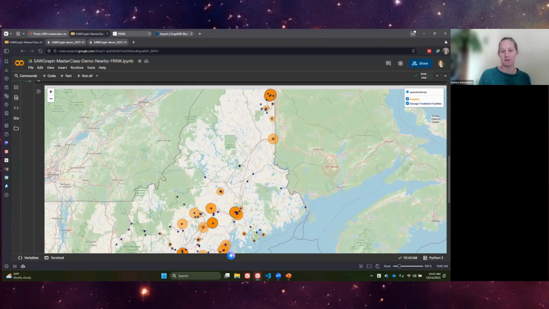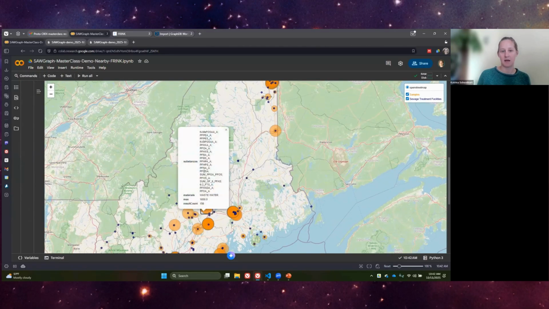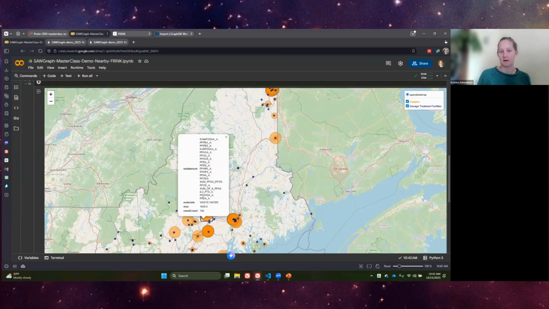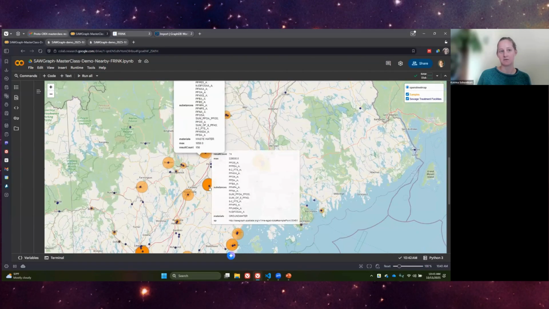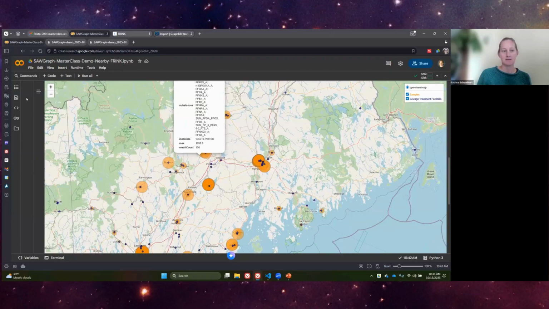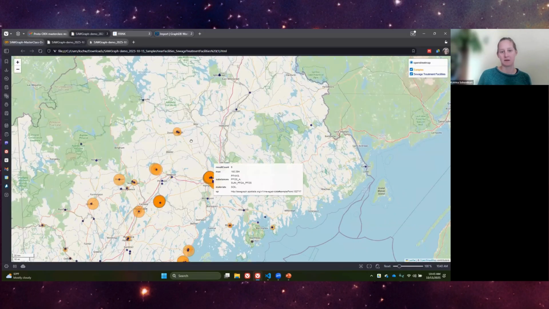And these also have some pop-ups so we can look at the specific chemicals that were tested there, just like we saw in our table result, the maximum concentration, the count of test results, etc., based on all of these locations near sewage treatment facilities. This is also saved as a file, and some of these examples we have hosted on our website, but we can look at the specific map standalone, and here's a second example.